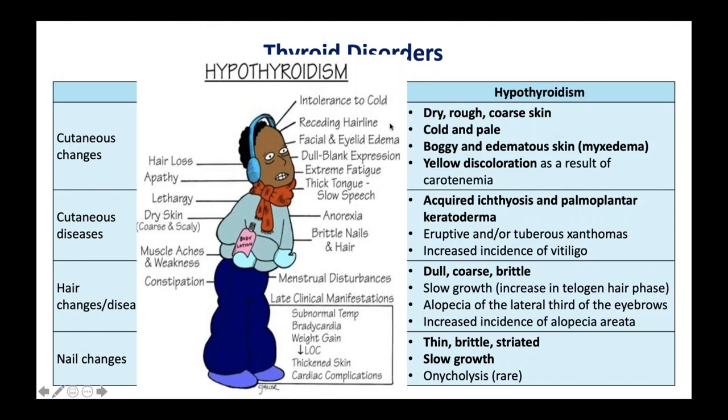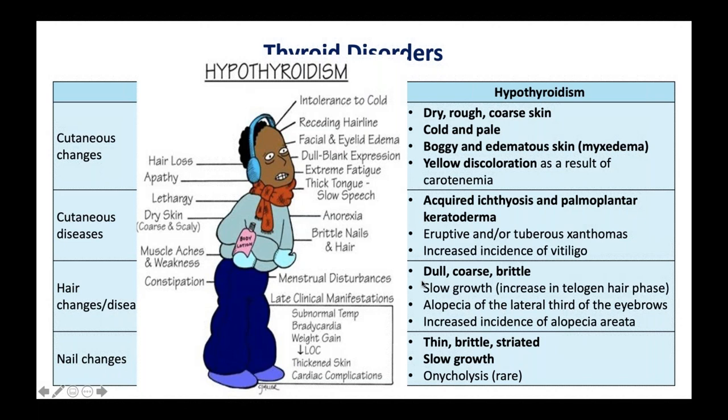When we come to hypothyroidism, we find that the skin is dry, rough, coarse, almost opposite to what it was in case of hyperthyroidism. It's cold and pale. The skin is boggy and edematous, which is because of myxedema. The skin can have a yellowish discoloration as a result of carotenemia. Other cutaneous changes include an association with acquired ichthyosis, palmoplantar keratoderma, and xanthoma, something that we just saw. Here also you find an increased incidence of both vitiligo as well as alopecia areata.